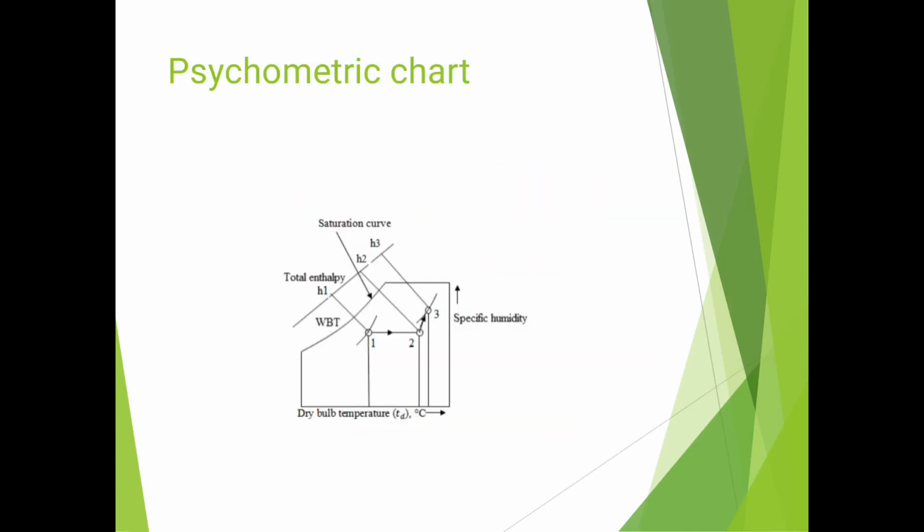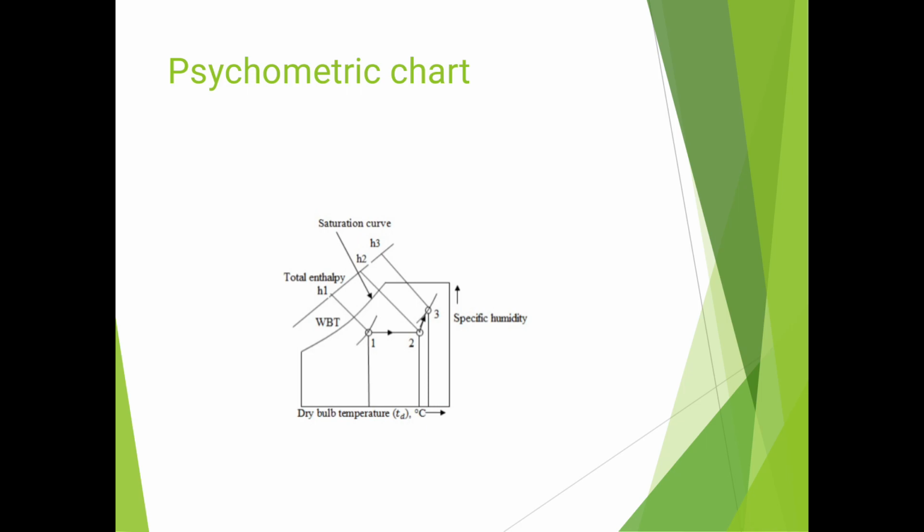And this is a psychometric chart. We have the psychometric chart. The x-axis is the dry bulb temperature, which will be in degrees Celsius, and the wet bulb temperature is an inclined line. The total enthalpy will be the H1, H2, H3 lines, and the saturation curve. The specific humidity will be in the y direction. At a particular temperature, the dry bulb temperature and wet bulb temperature meet at a particular point.